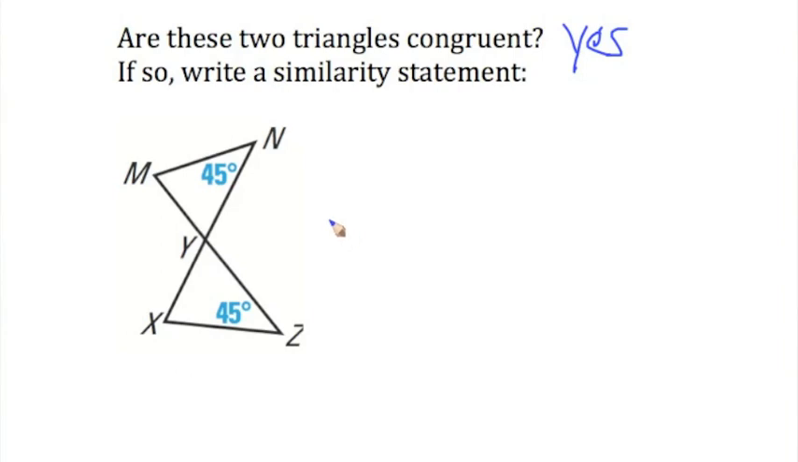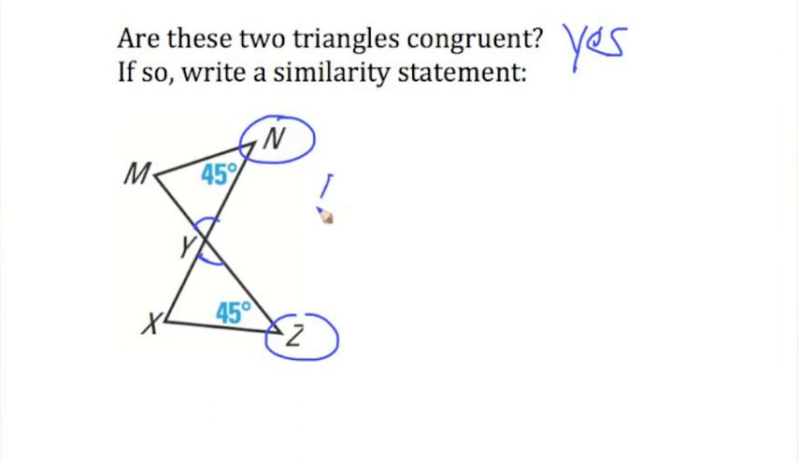And how do we know? Because 45 matches 45, so Z and N are the same. But they have this pair of vertical angles right here, right at Y. They're always the same. Remember, your angles that are vertical angles, kind of like across the X from each other, they're always congruent. So we have another matching pair of angles. Therefore, yes, the triangles are similar.